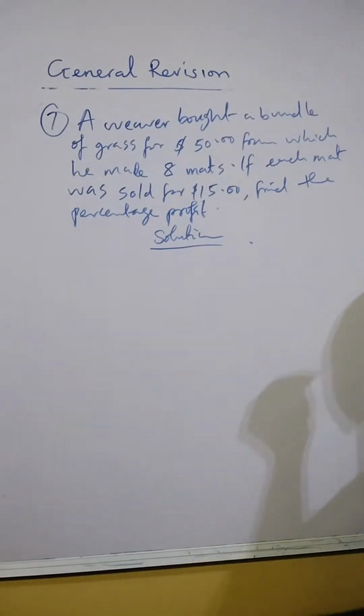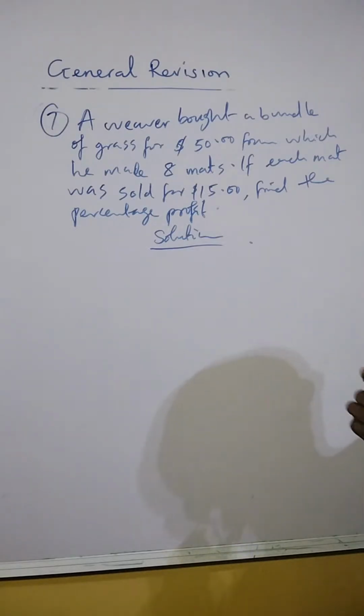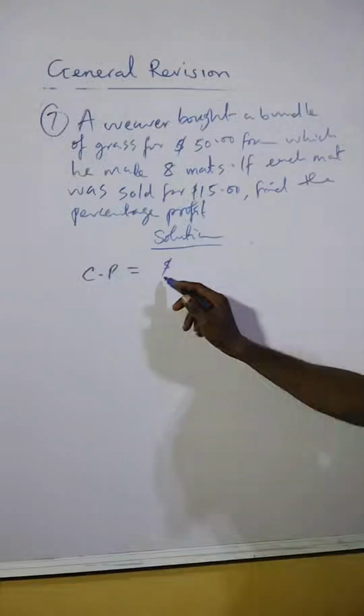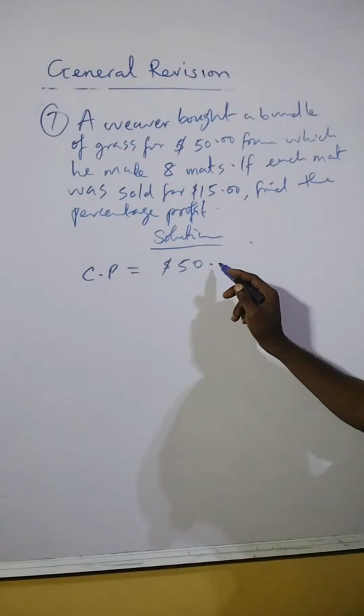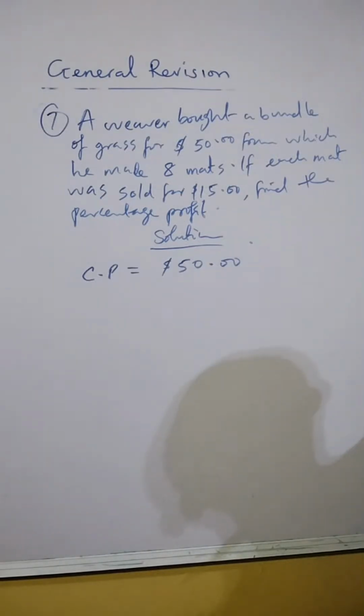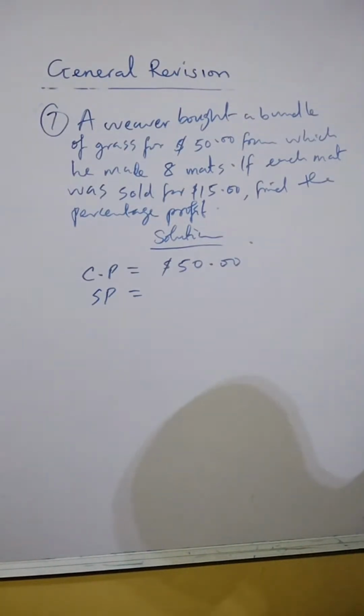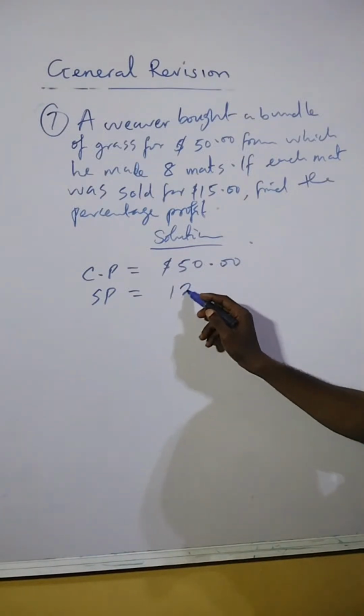Then we have the total cost price for the material used for the mats, which is the grass, is $50, which implies cost price is $50. Then he made 8 mats, and each of the mats was sold for $15. So the total selling price for 8 mats will be 15 times 8, which is $120.